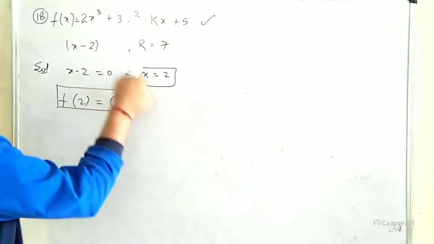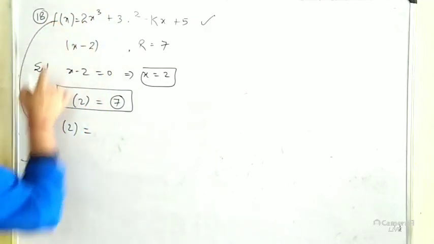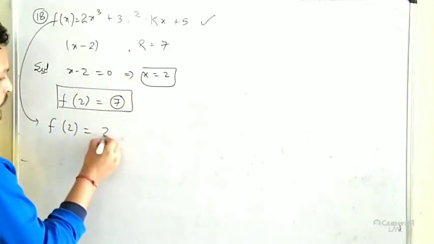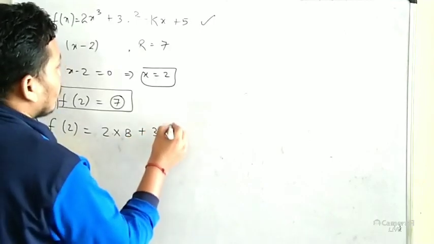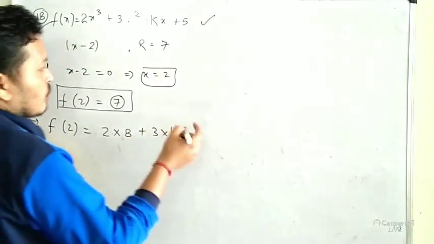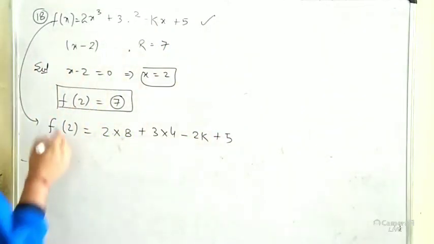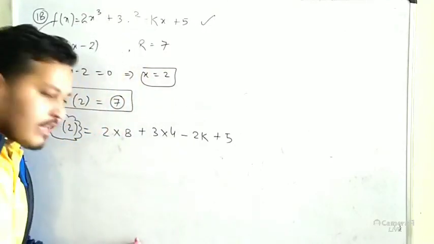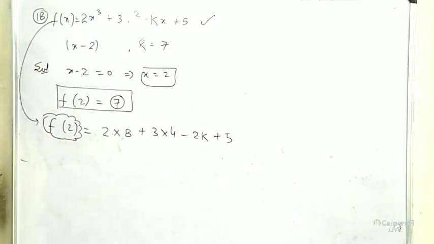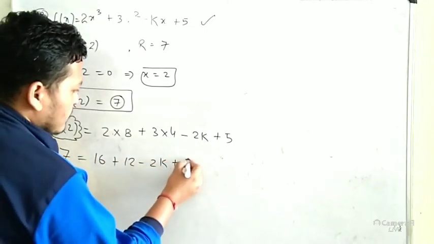So substitute the value of x equal to 2 in the given expression. So f(2) with x equal to 2: 2 into x cube, 2 into x cube means 2 times 8, that is 16, plus 3 into 2 squared, that is 12, minus k into x, so minus 2k, and plus 5. Now tell me what is the value of f(2)? It denotes the remainder here. At the end the remainder comes, so what will this denote? The remainder. The remainder is equal to 7. So 7 is equal to 16 plus 12 minus 2k plus 5.